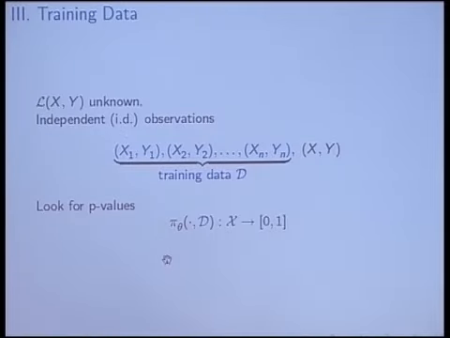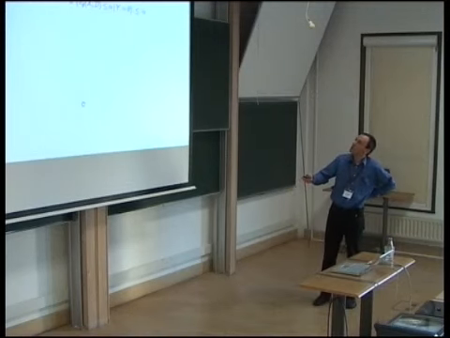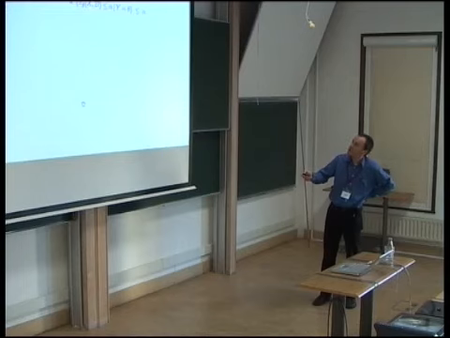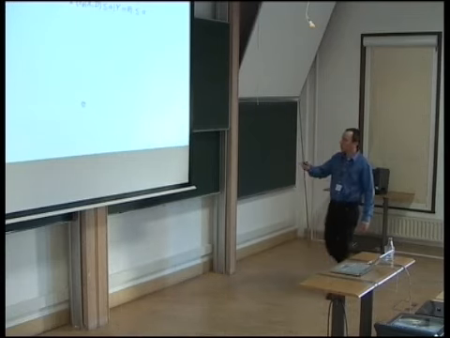Now if you think about what property you would like to impose, there is one natural property that is single-use validity, and these phrases are borrowed from calibration theory. So in calibration you think about single-use and multiple-use validity. Single-use validity means the probability that your p-value for class theta is less than alpha, given that y belongs to theta, is less than or equal to alpha. So the point is, in this probability there is the randomness in x, but also the training data is included. Okay, so you have the randomness in both parts.